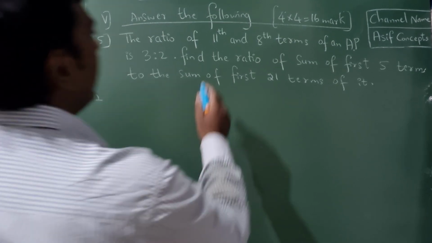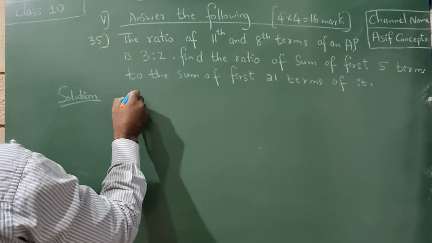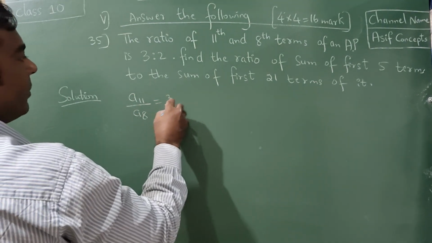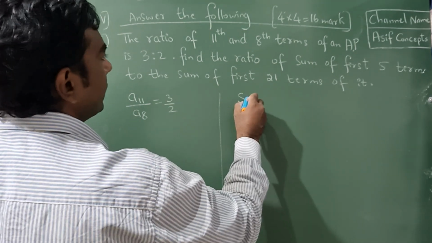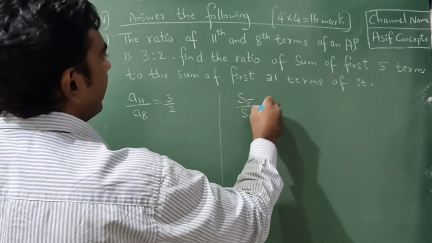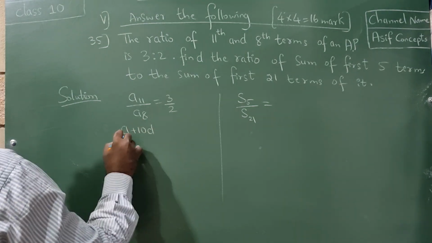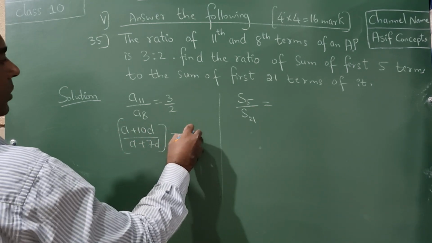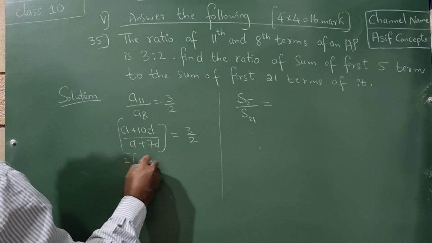35th question. The ratio of the 11th and 8th terms of an AP is 3:2. So I'm going to write here A11 by A8 is equal to 3 by 2. Find the ratio of the sum of the first 5 terms to the sum of the first 21 terms. Now what is A11? It is a plus 10d. A8 is a plus 7d, equal to 3 by 2. Now I'm going to multiply this here.